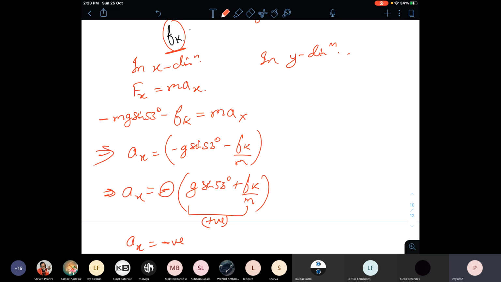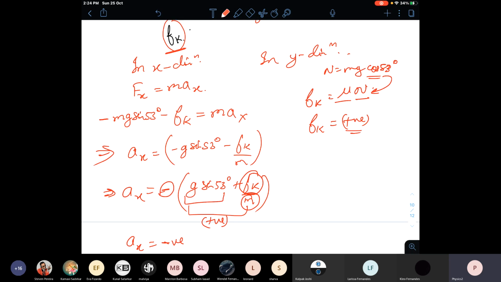Now if you replace the values over here, g sin 53, fk and m: 10 into sin 53 will be positive, and fk is written as mu into N. Mu is given to you, and N will be mg cos 53. So when I replace here, fk is also coming out to be something positive. So if this is positive, this is positive, everything in this bracket is completely positive.